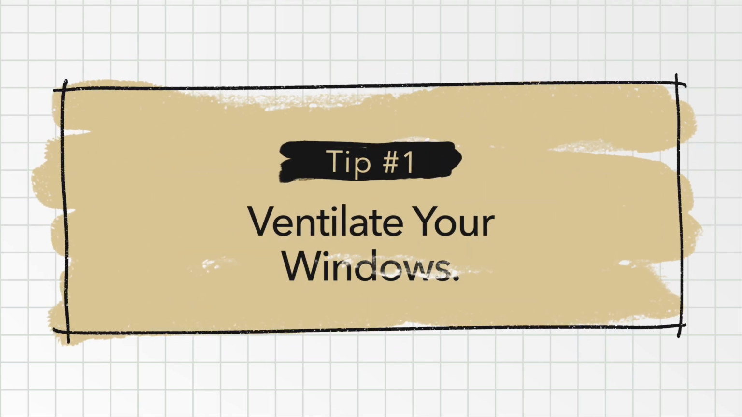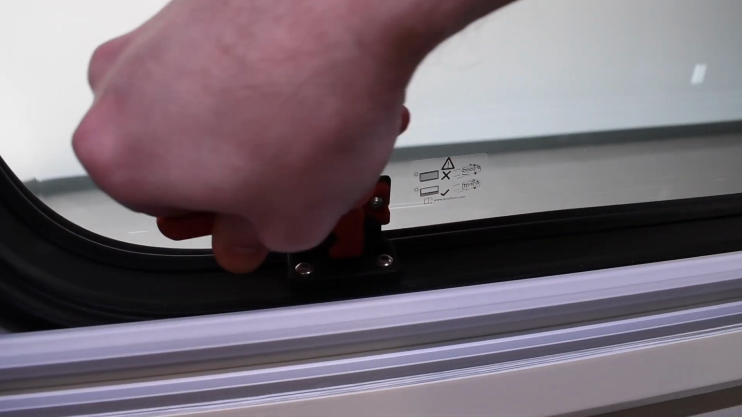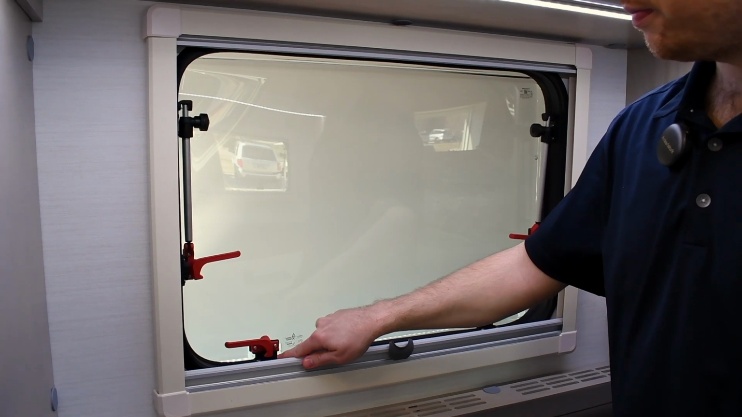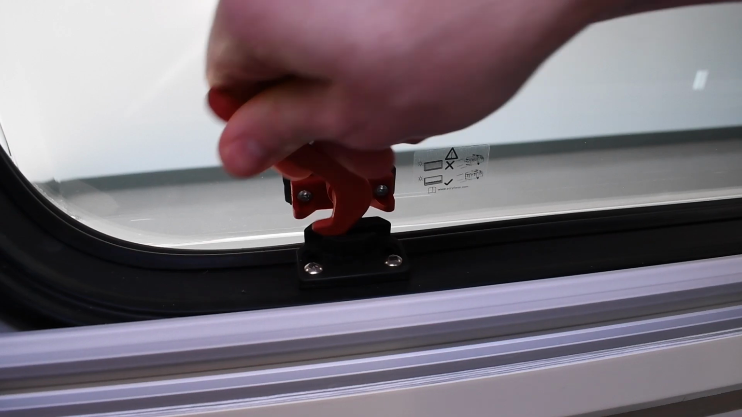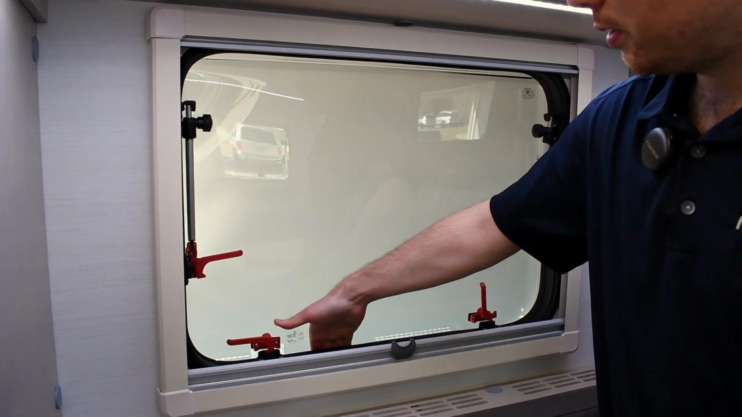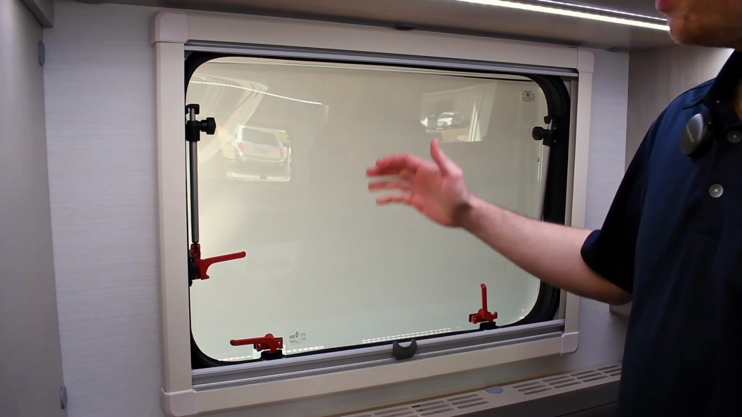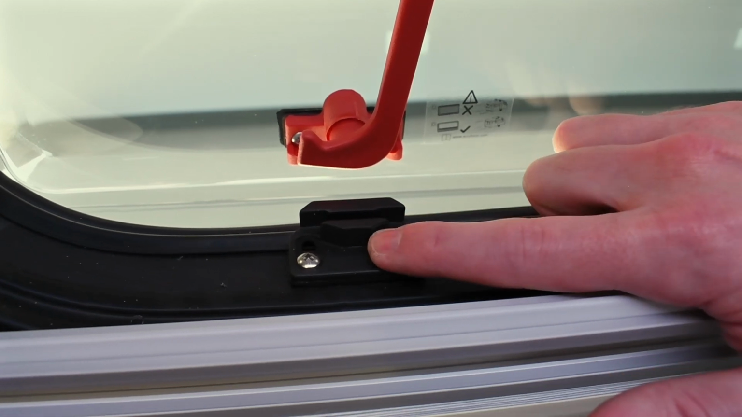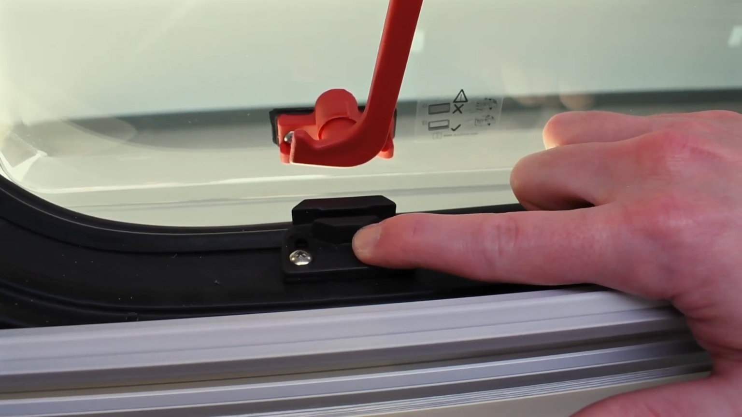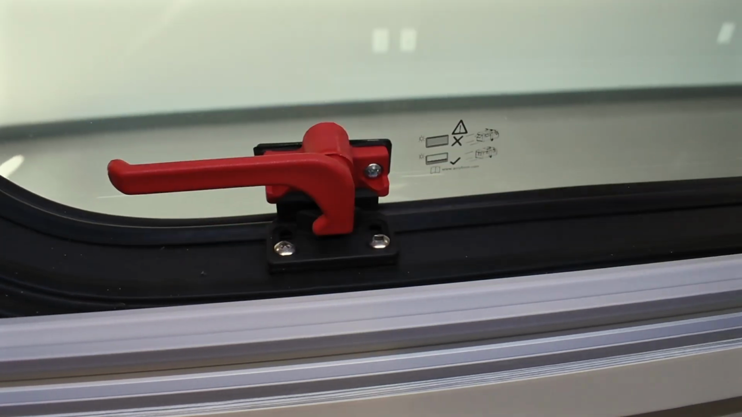Tip number 1. Ventilate your windows when you are out camping. So the windows have two modes. You have the fully closed position for these windows, but then you also have an additional ventilation position. Now this will keep a small gap open that you can pull air through whenever you want to ventilate the camper but keep the windows closed. This first slot is the ventilate position, and then this outer catch is the closed position. So that is ventilate, then one further is fully closed.